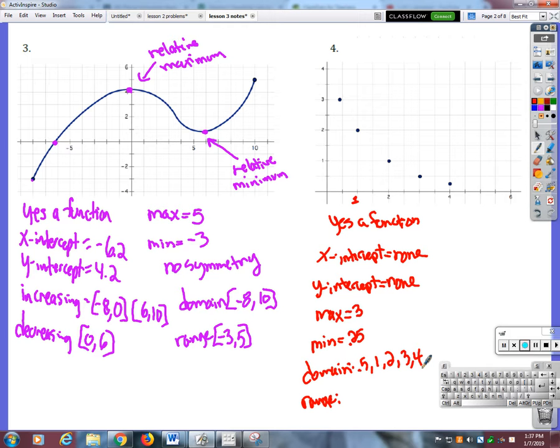Okay, then the range is the same thing except we're looking at the y values, and we still do want to go from the lowest to the biggest. So what's this y value? What's this y value? 0.25. Yeah. What's this y value? And then 1 and 2 and 3.